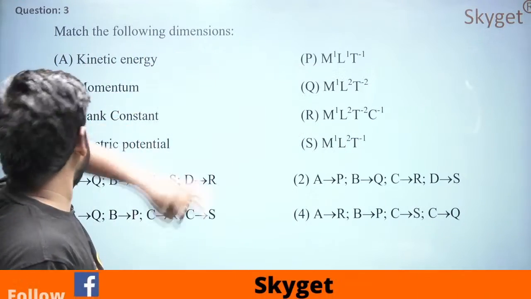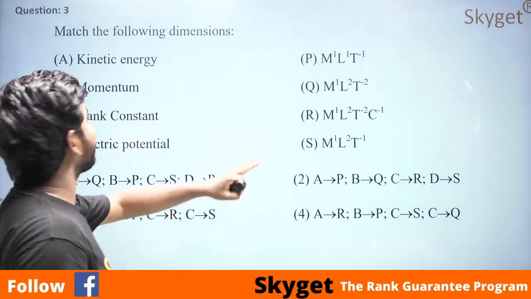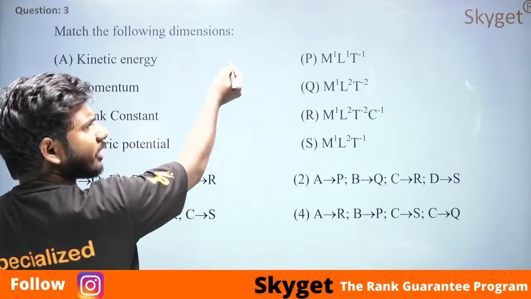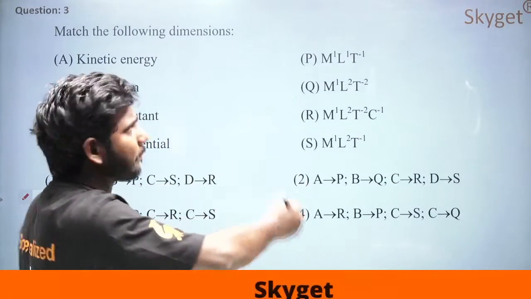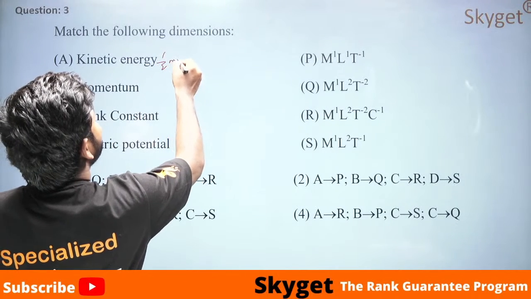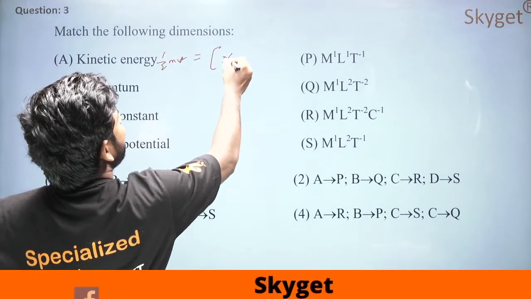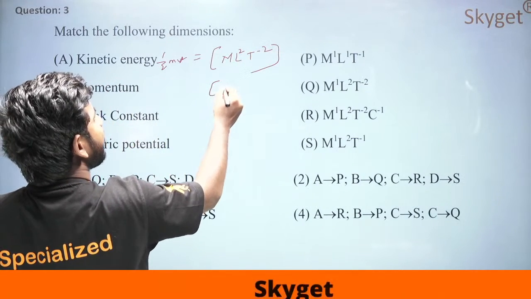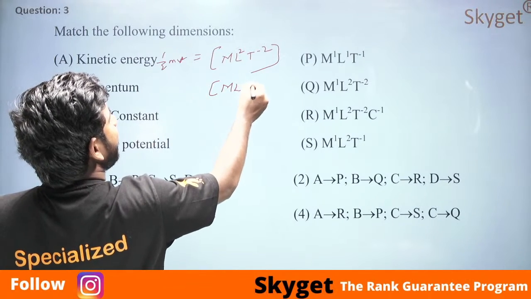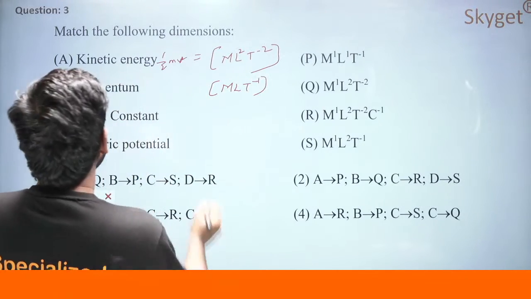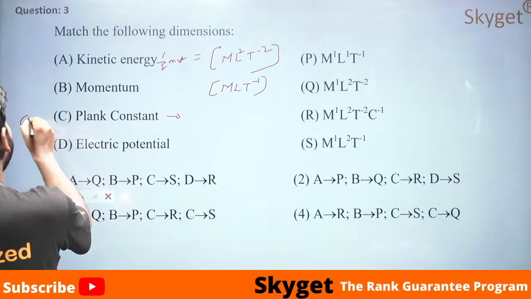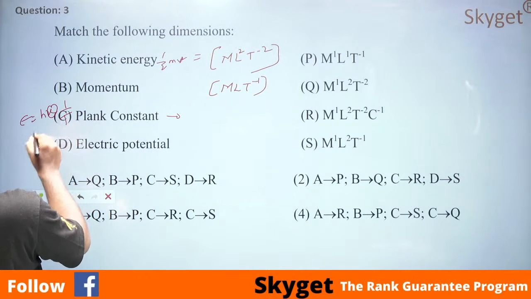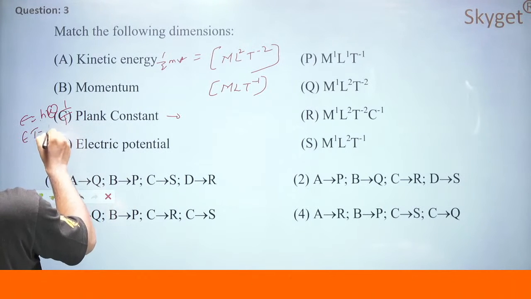So what is the match of the following dimensions? I'll do it quickly, students, because this question is easy. Kinetic energy dimensions, that is energy dimensions will be half m v square, you can substitute here. Otherwise energy dimensions also you can apply. That is half m v square dimensions, if you take, M L square T power minus 2, students. Momentum is mass into velocity, so then M into L T power minus 1, students. So Planck's constant is equal to, E equal to h nu, nu is equal to 1 by T. So energy into time will be Planck's constant dimension, students.